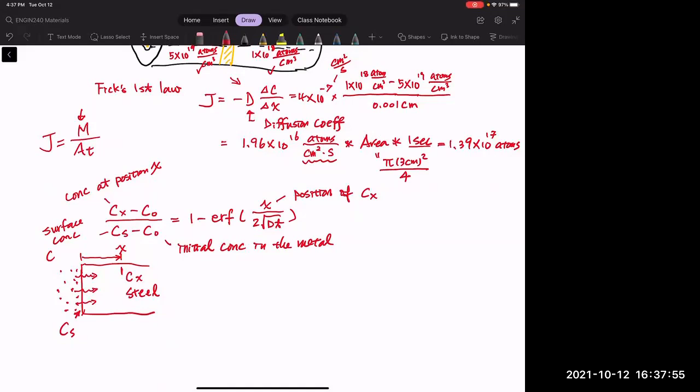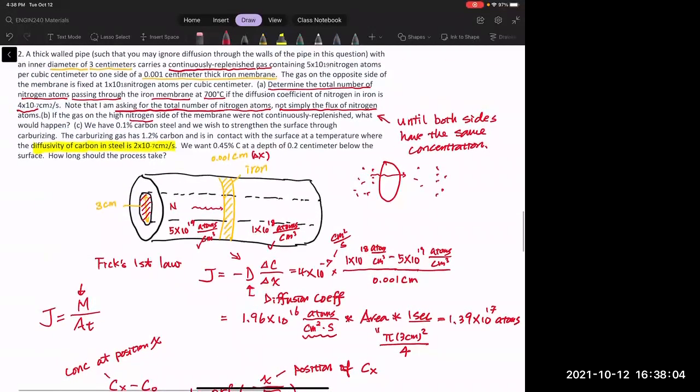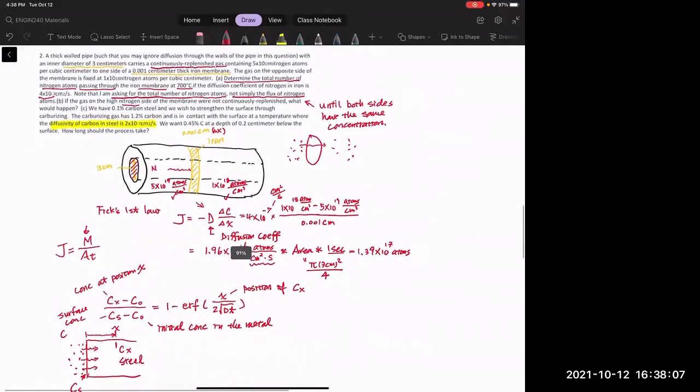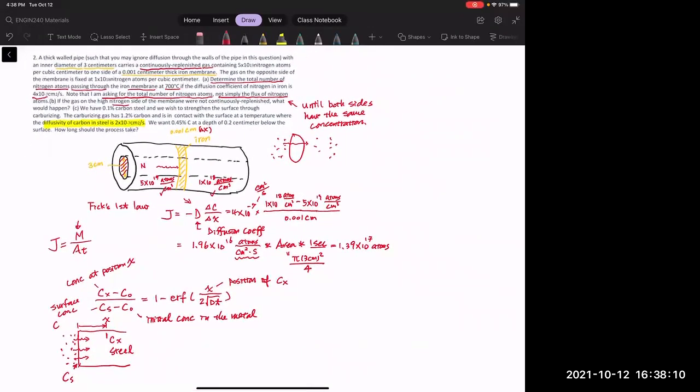So here is the problem that you need to solve, and let's see how we can solve this problem. Let's go back to the problem and get that information. Let me just shrink this one so we can see both top and bottom. So read it carefully. 0.1 carbon steel. We want to strengthen the surface by this process, and the gas has 1.2 carbon in contact with the surface at the temperature. They didn't tell you the temperature, but they tell you the diffusivity of the carbon steel is 2 times 10 to the negative 7.